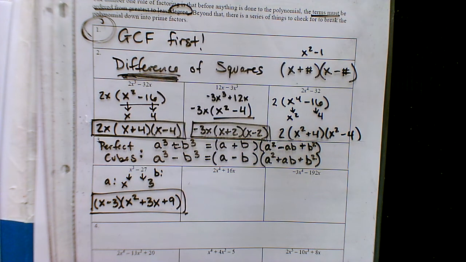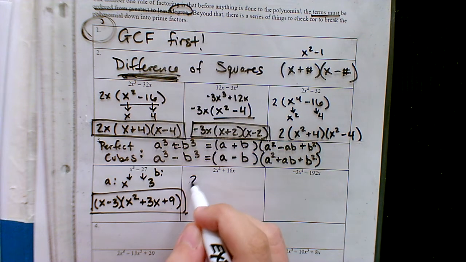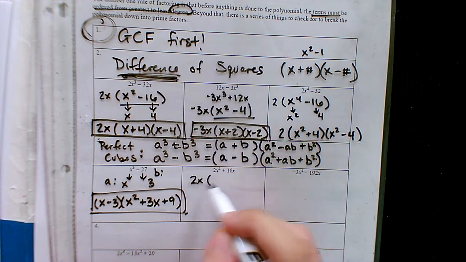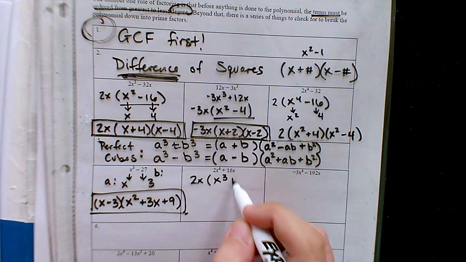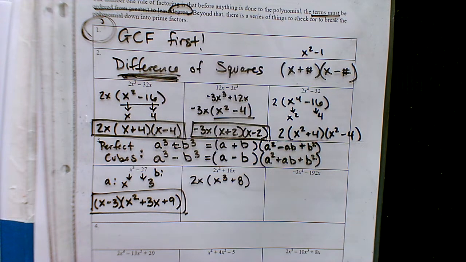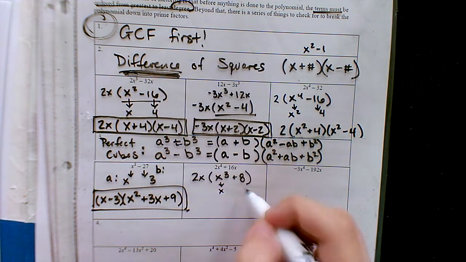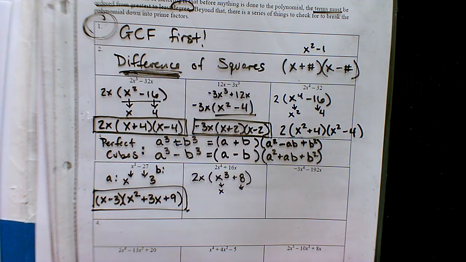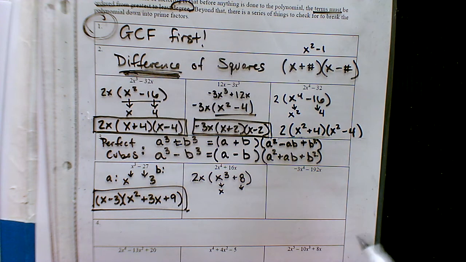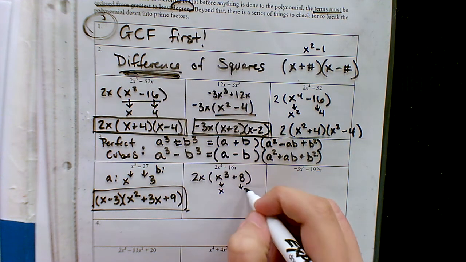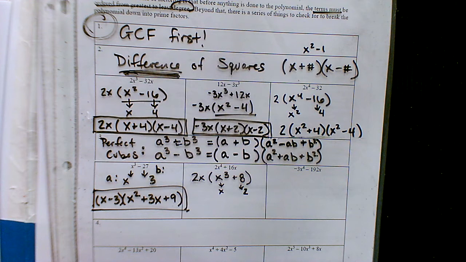What do you want to try for the second one? Yeah? Do the GCF first, factoring out 2x. Okay, so pull 2x out. We're left with x cubed plus 8. Can we keep going? Yeah, what do you notice? Perfect cube. Yep. X and 2. 2 times 2 times 2 is 8.